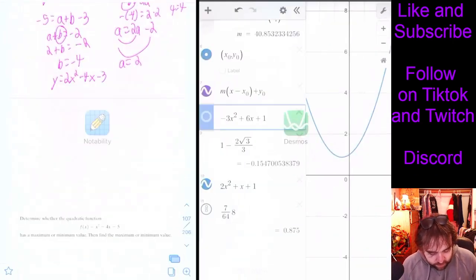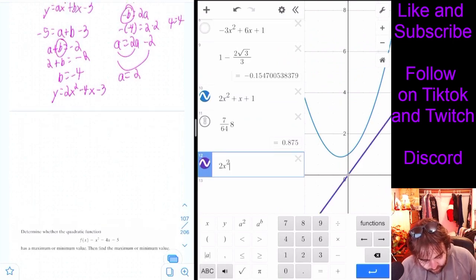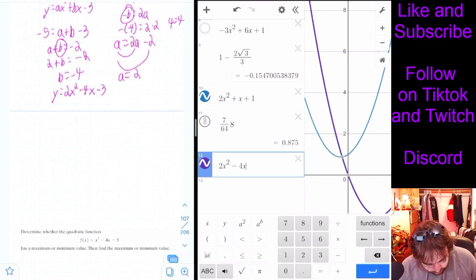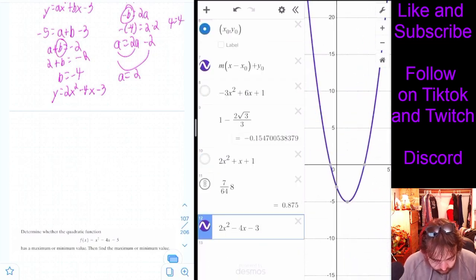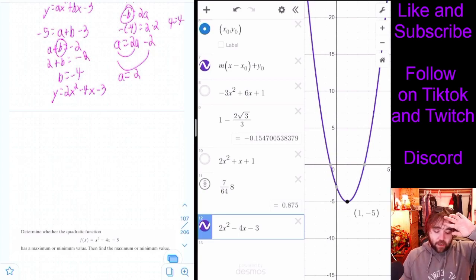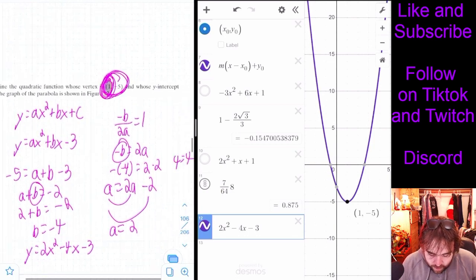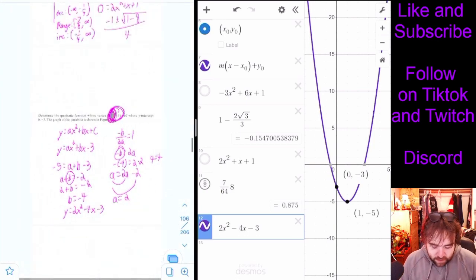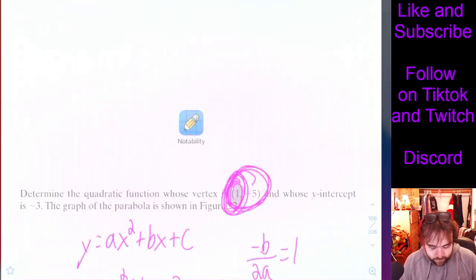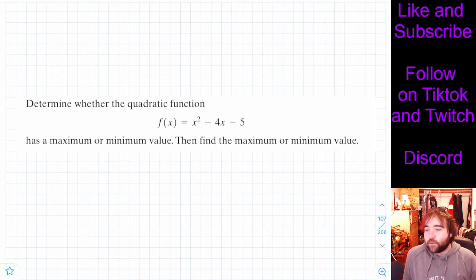Always good to check your answers, see what's happening here on the actual graph. So 2x squared minus 4x minus 3. So there's the parabola they're talking about. So what was it? Vertex at 1, negative 5. It does indeed have a vertex at 1, negative 5. And it does indeed have a y-intercept of negative 3. And that's what they asked for. Very cool, very cool. So it's the same idea as just going backwards.